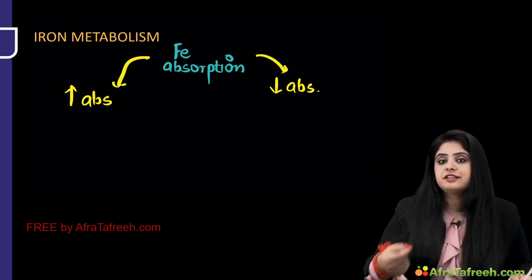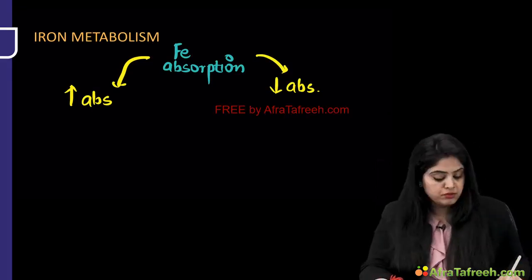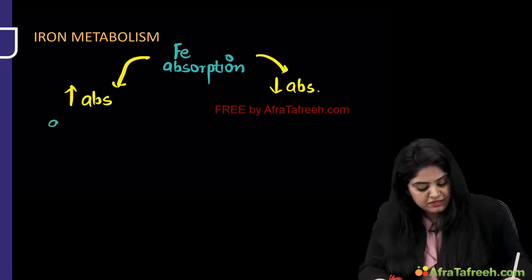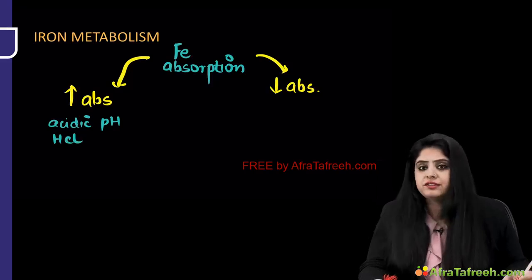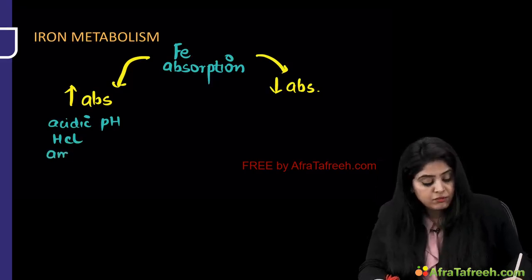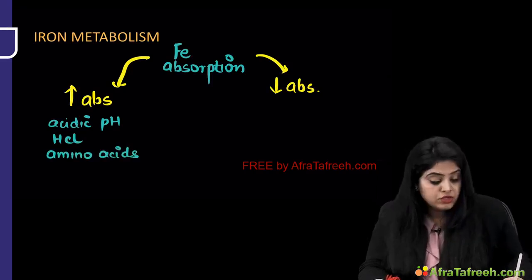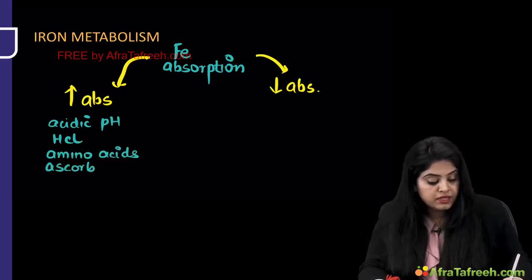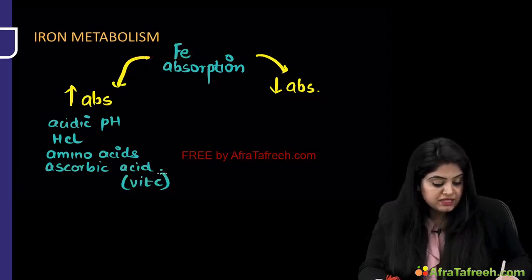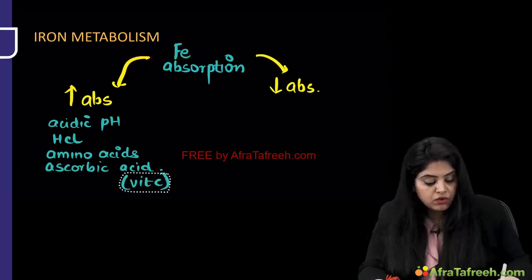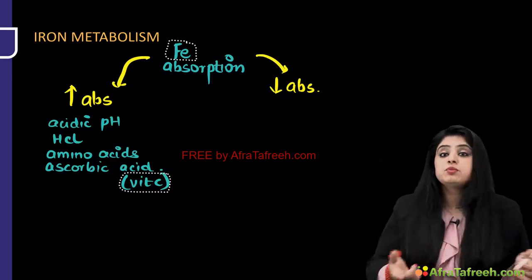All the acid things will increase absorption. If they say that there is an acidic pH, who creates acidic pH? Hydrochloric acid, right? Other than that, one more acid, amino acids. Amino acids have to be in abundance. Which vitamin? Ascorbic acid. Another acid added. Ascorbic acid means vitamin C. That is why you must have heard that vitamin C tablets are very commonly given along with iron tablets, because they help in absorption of iron.